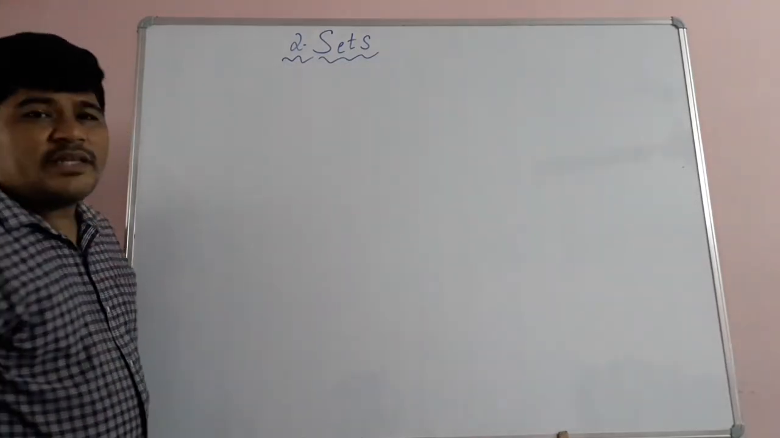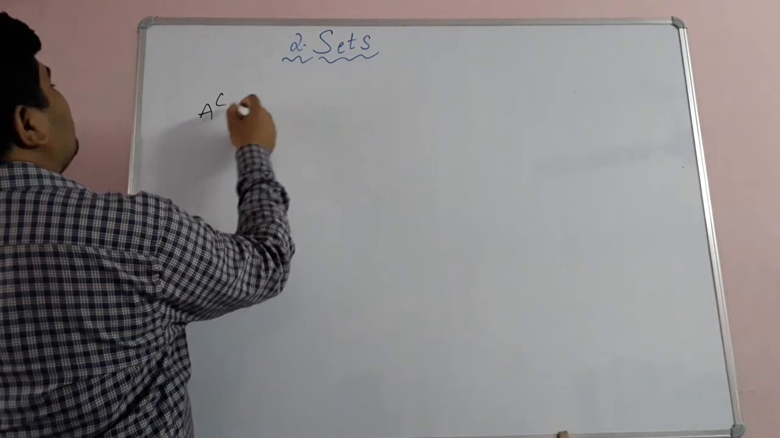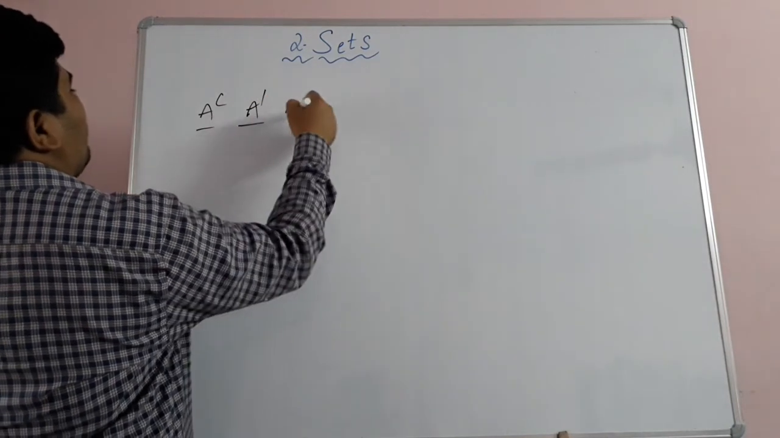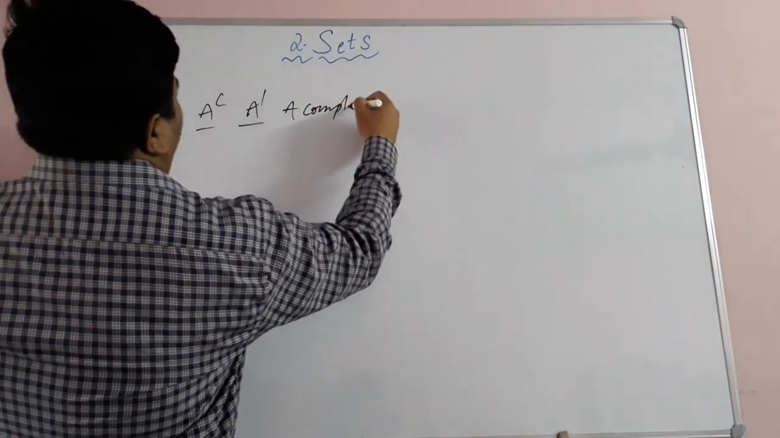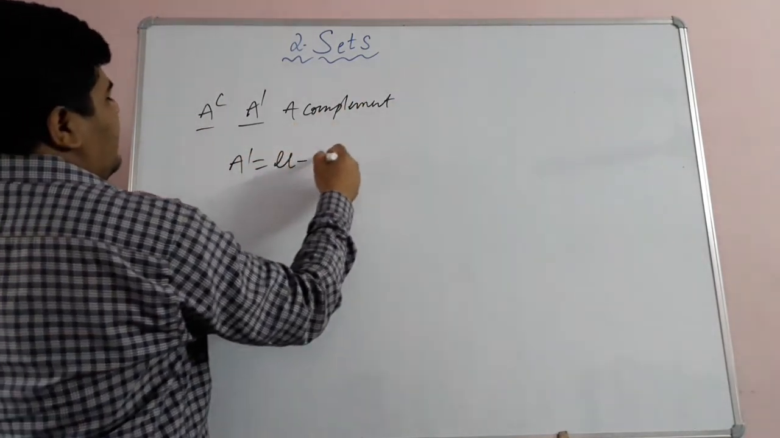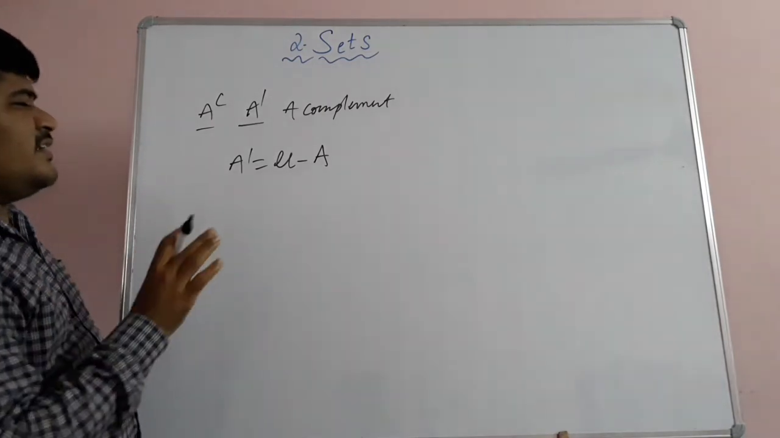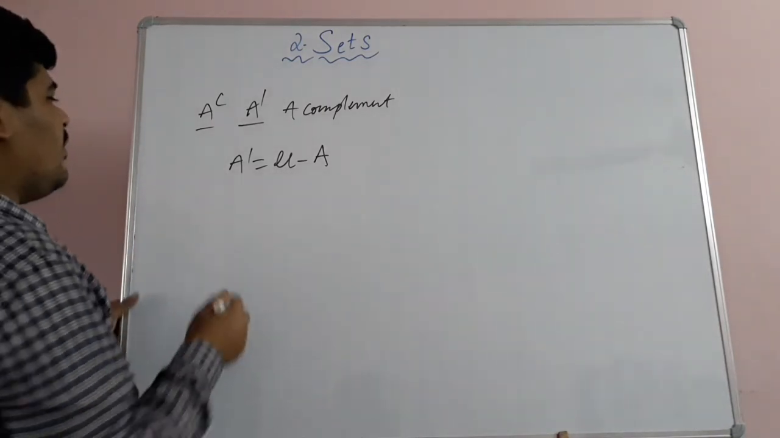Children, A complement can be written as A power C or A dash. So A complement is equal to mu minus A. It means the element should be there in the universal set but should not be there in the given set. So this is called A complement, children.